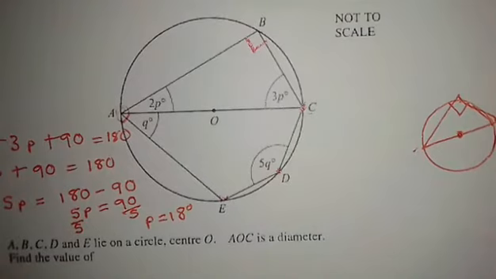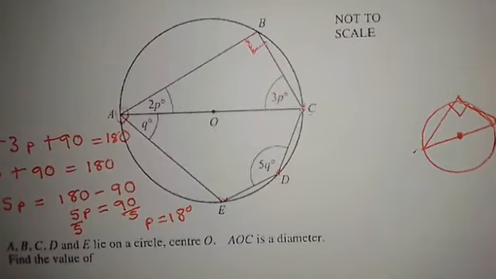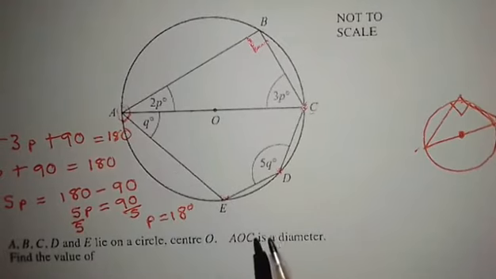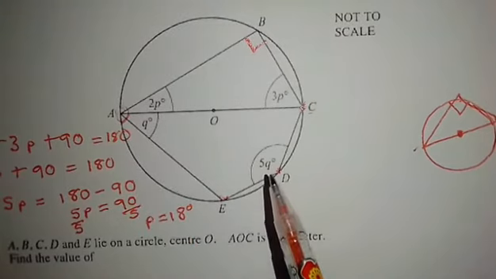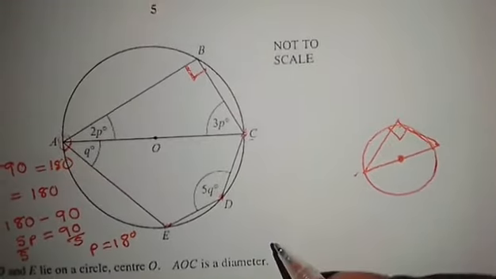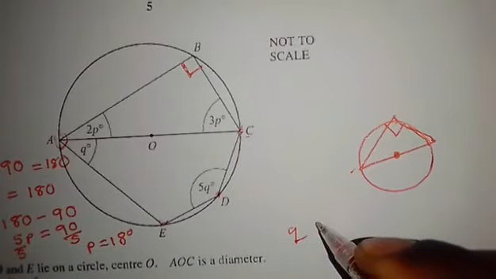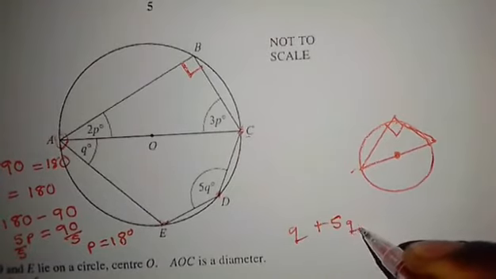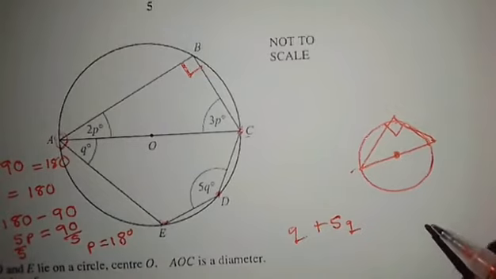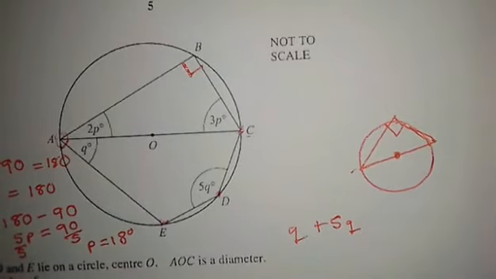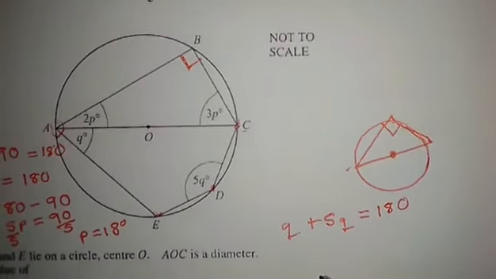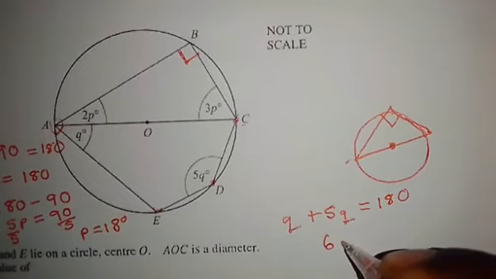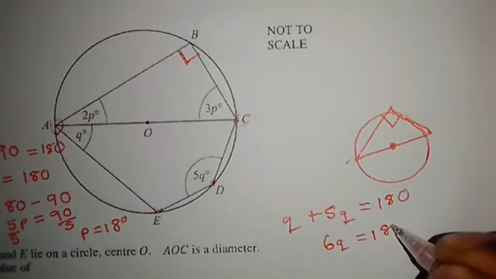So we learnt the rule that opposite angles in a cyclic quadrilateral add up to 180. It is crystal clear that angle at A and angle at D are opposite to each other. So here I take Q and add 5Q at D, because A and D are opposite angles in a cyclic quadrilateral. Those angles, when added, must give a sum of 180. So Q plus 5Q gives 6Q is equal to 180.